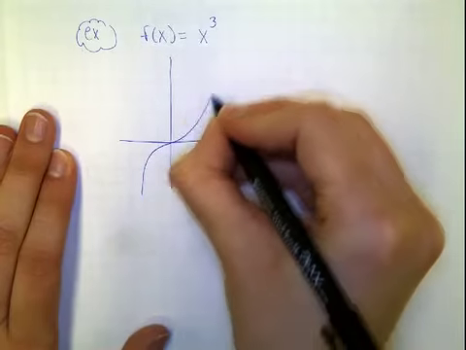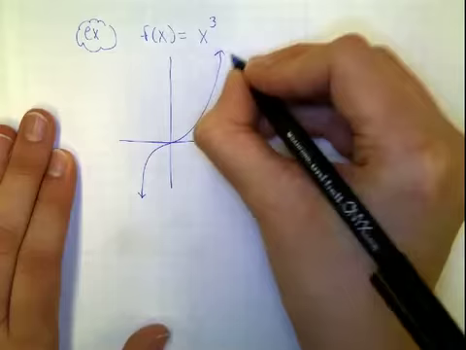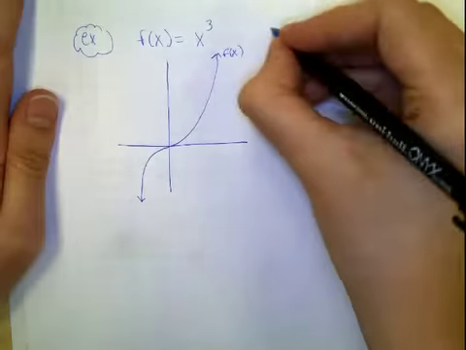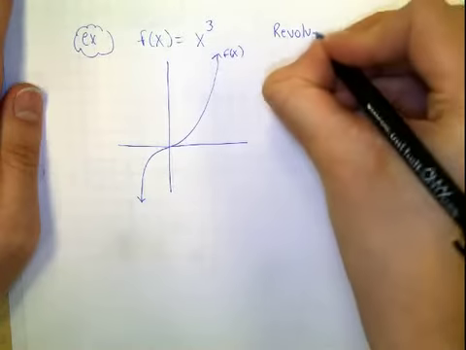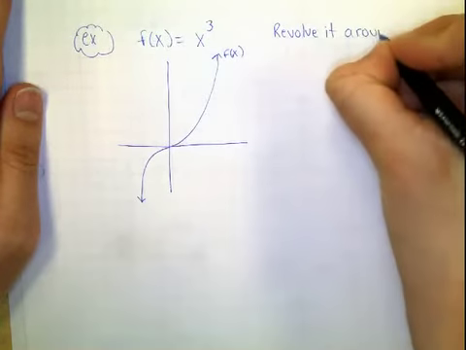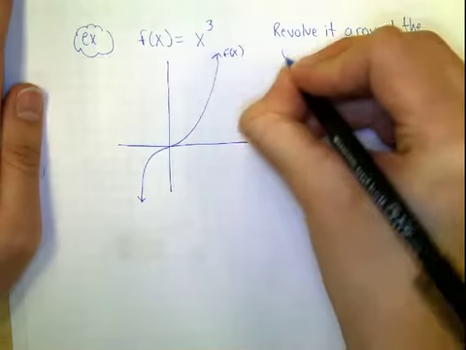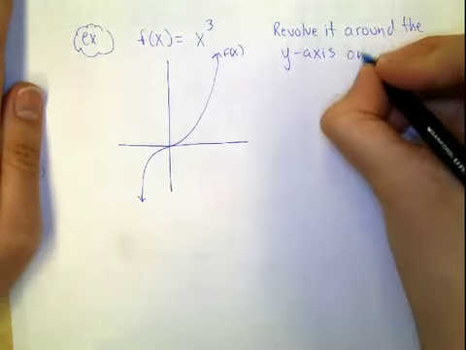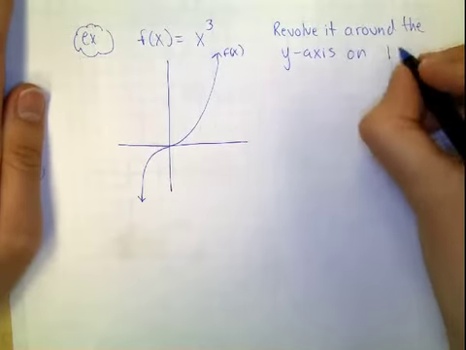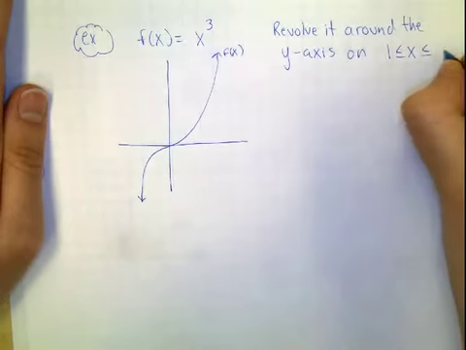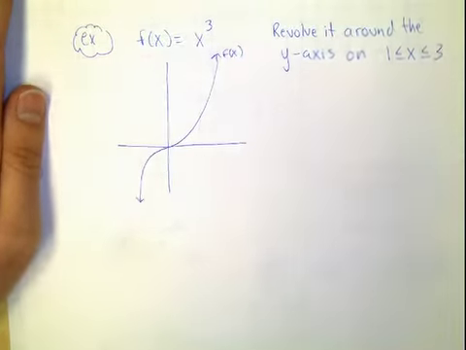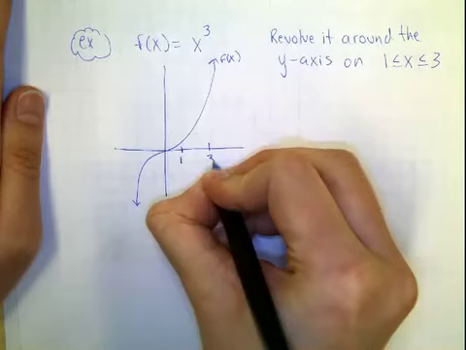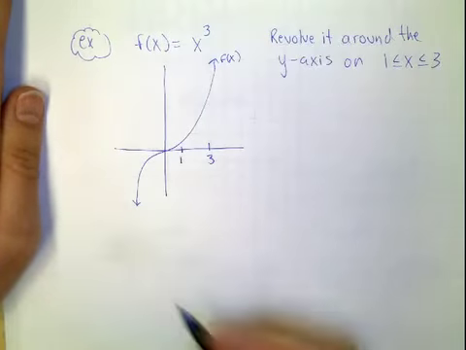X cubed is the function that goes like this. I'll label it f of x. And let's say I asked you to take this graph and can you revolve it around the y-axis, and I say something like on, how about 1 less than or equal to x less than or equal to 3, or something like that. Okay, well, that means from 1 to 3 on the x-axis, I want to revolve it around the y.